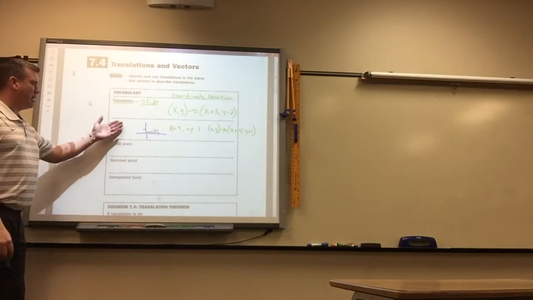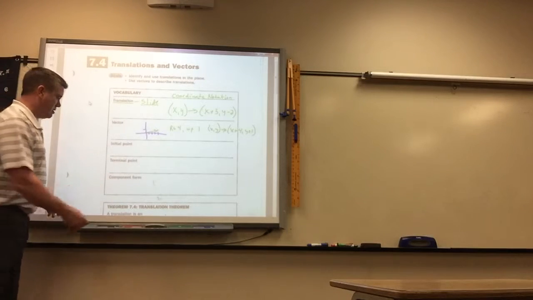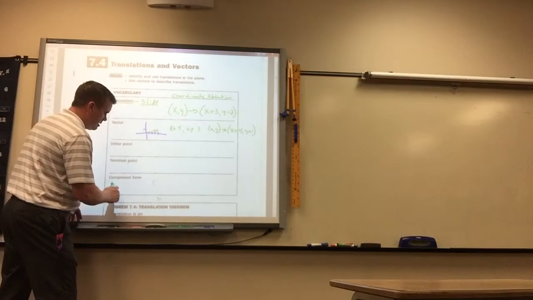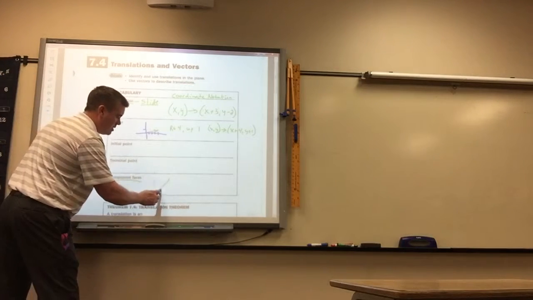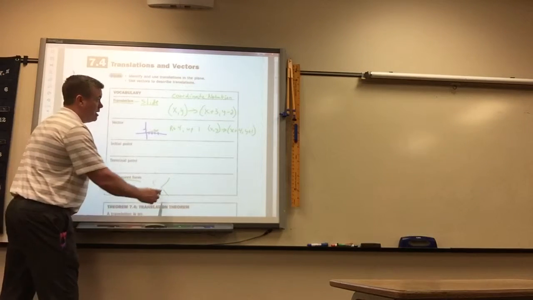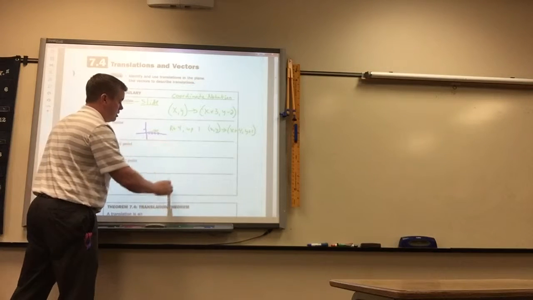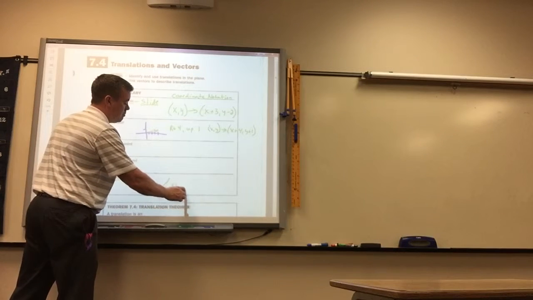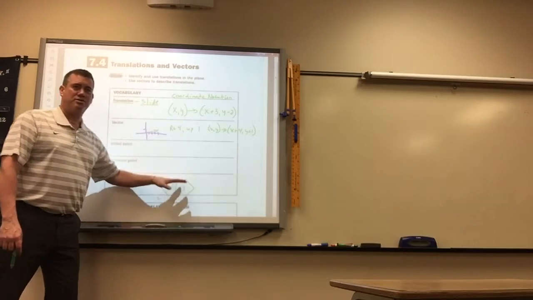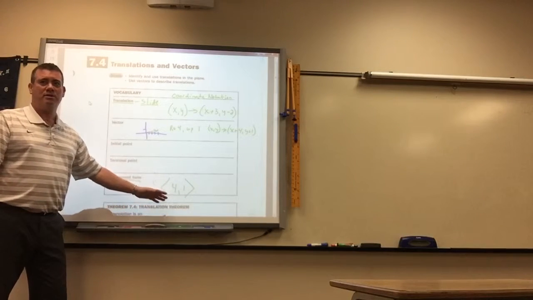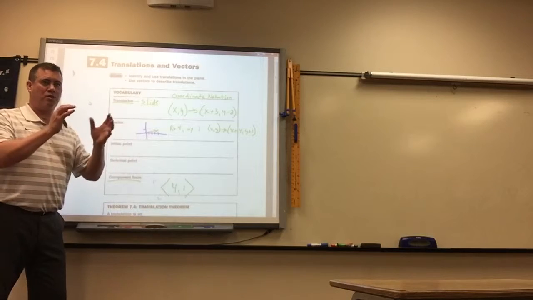Now the easy way to write translations is in component form. And I showed you this before. That's with these brackets. This one would be over 4, up 1. So you put these brackets to show this is a direction, it's not a coordinate. So don't get these confused with a location.